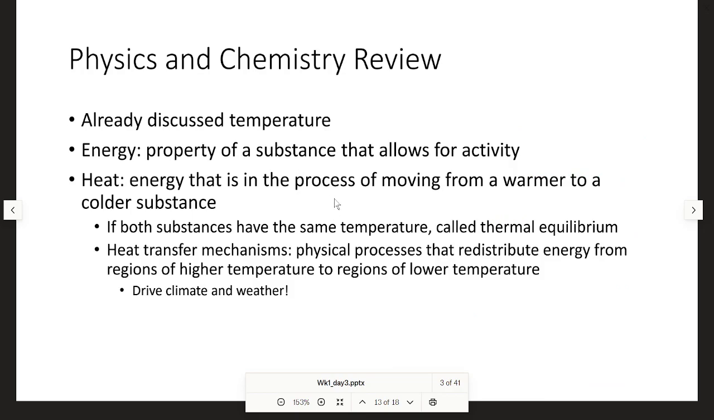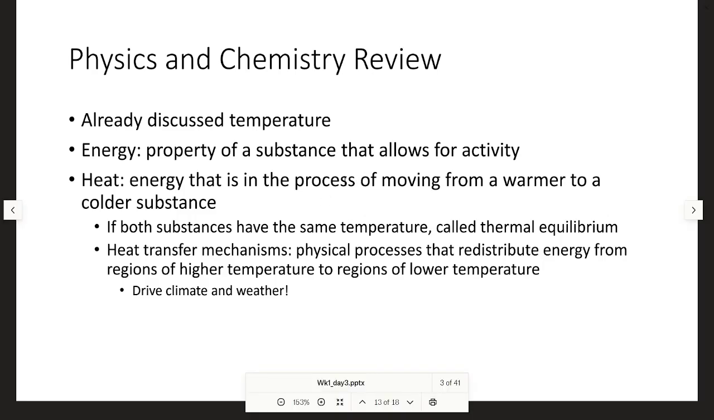Okay, physics and chemistry. So we discussed temperature, which is important in physics and chemistry. Energy is a property of a substance that allows for activity, and energy is directly related to temperature. Heat is the energy that is in the process of moving from a warmer to colder substance. If both substances have the same temperature, that's called thermal equilibrium.